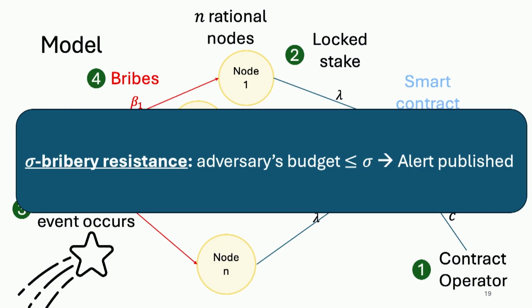And of course, we want to make it as hard as possible for the adversary to bribe all nodes. So we define this measure of sigma bribery resistance, and we say that a protocol is sigma bribery resistant if for any adversary's budget that's below sigma, we know for sure that an alert will be published. And our goal is to have protocols with the maximum bribery resistance possible.